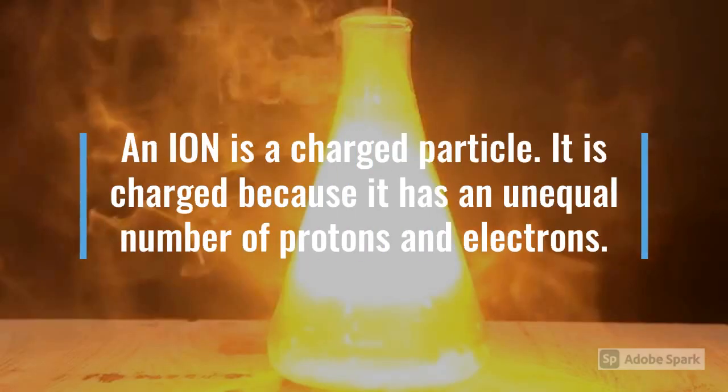So, just a quick recap. Remember, you can get the number of protons inside an atom from the periodic table. In an atom, the number of protons is equal to the number of electrons. But if you're changing the number of electrons in the atom, you cannot call it an atom anymore. It becomes a charged particle, and we call that an ion. An ion is a charged particle. It is charged because it has an unequal number of protons and electrons.